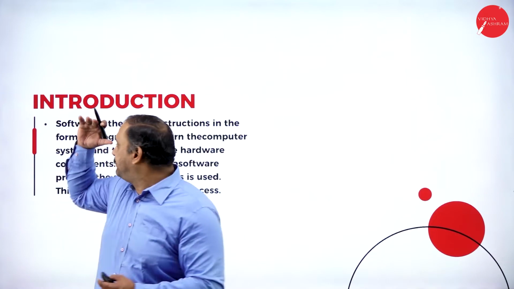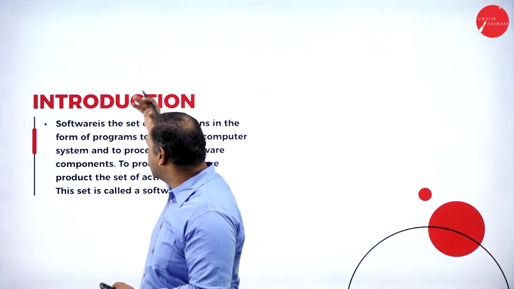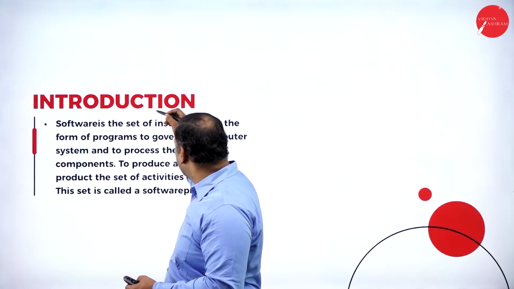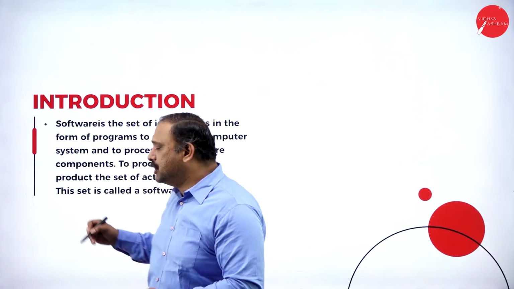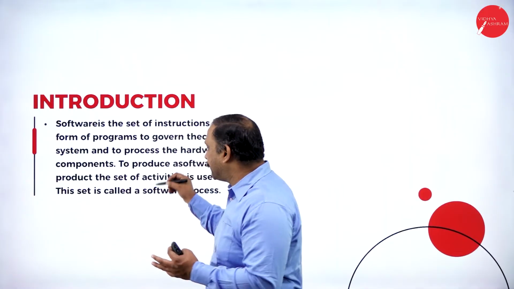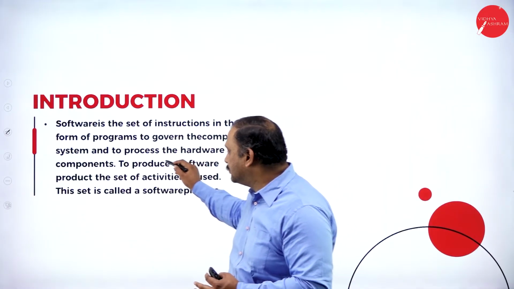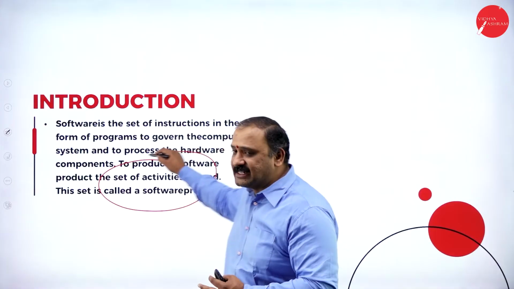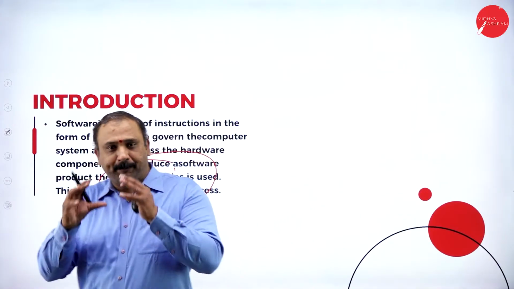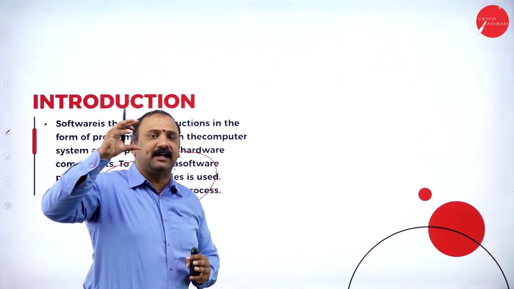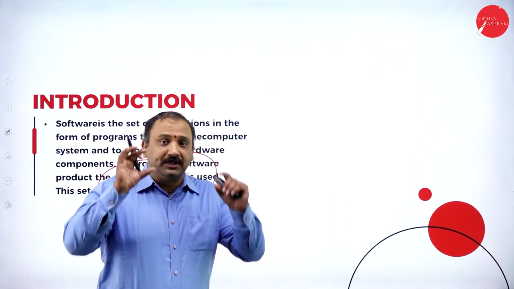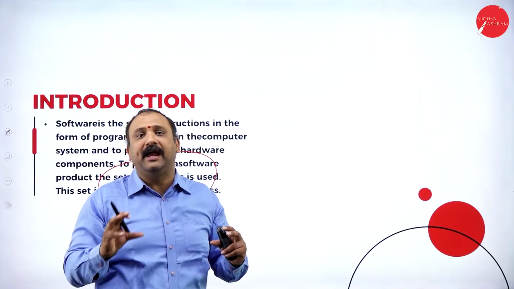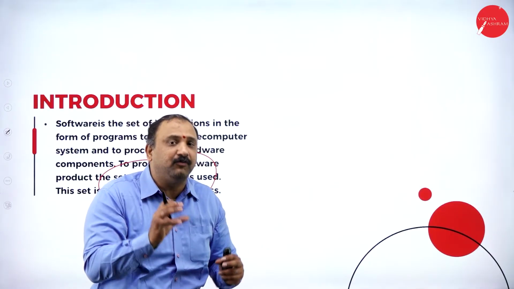So software is basically a set of instructions in the form of programs to govern the computer system and to process the hardware components. To produce software as a product, a set of activities is used, and this set is called the software process. So basically, software is designed in such a manner that it has a set of instructions which are predominantly made in order to get an objective or a result.